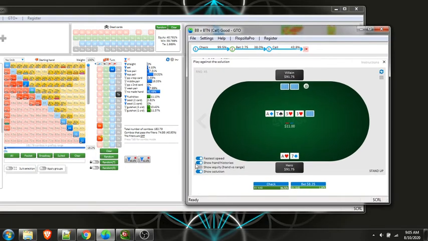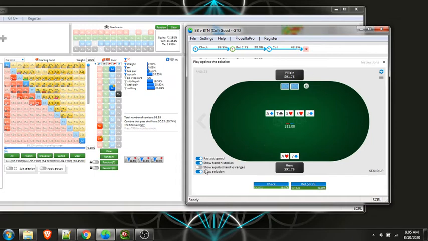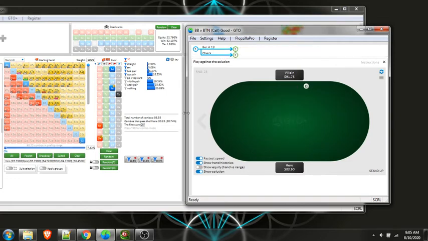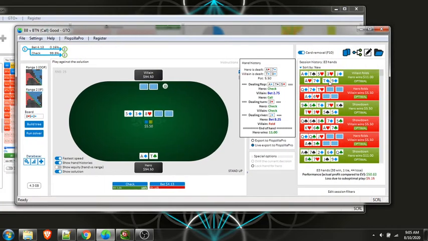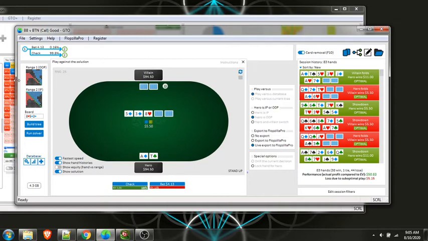That didn't hurt our equity. 73. That hurt us. Well, no, 80%. Okay. Raise and take it. See what he had. Definitely not an ace. A 10.